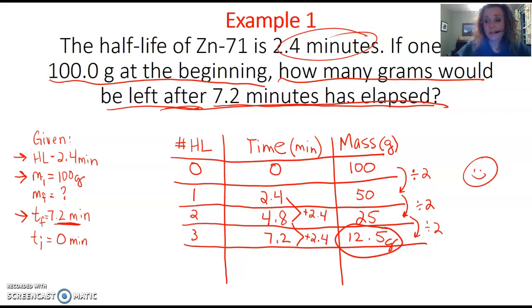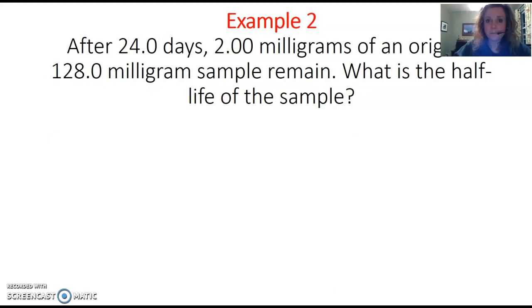But there are lots of other different kinds of half-life problems that you can do. Let's look at one more example. Here we are. After 24 days, 2 milligrams of an original 128 milligram sample remain. What is the half-life of the sample?